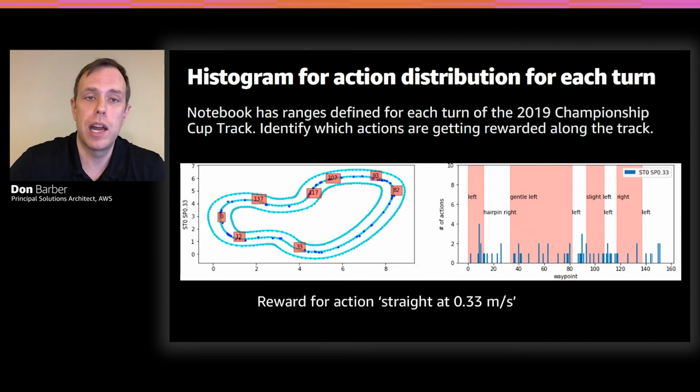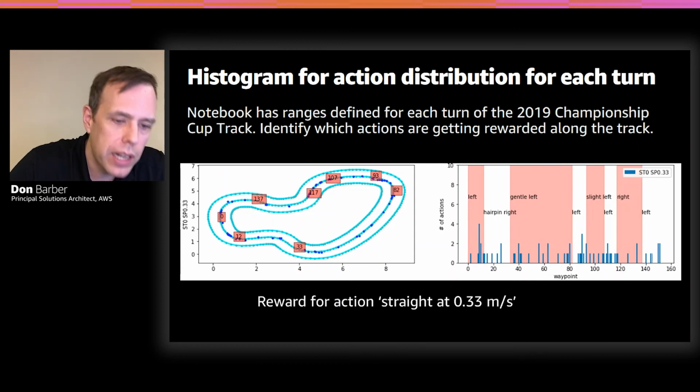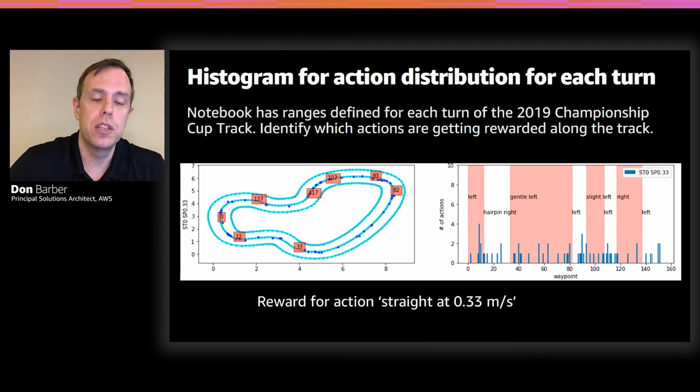So if you have, let's say, 9 different possible actions defined in your action space, you'll actually see this graph 9 different times. This particular one you see on the screen is for an action saying go straight at 0.33 meters per second. You can see that in the upper right where it says ST0, SP0.33. And what we can see is every spot around the track where that specific action was rewarded. And what's very interesting is even on that sharp turn between waypoints 82 and 93, which you can see the little flags there, it's being rewarded for going straight.